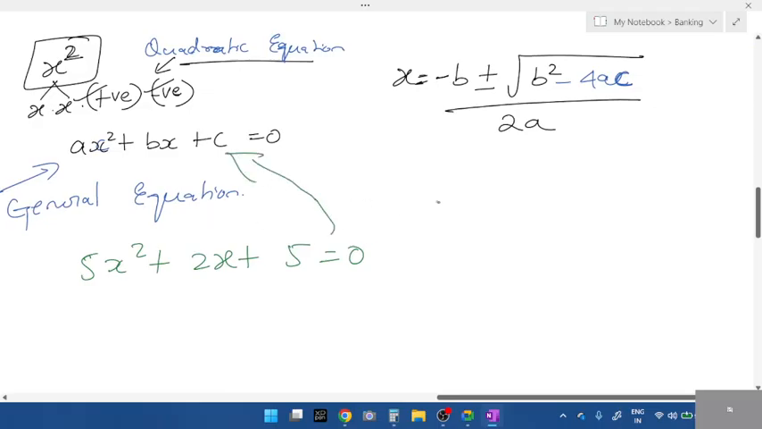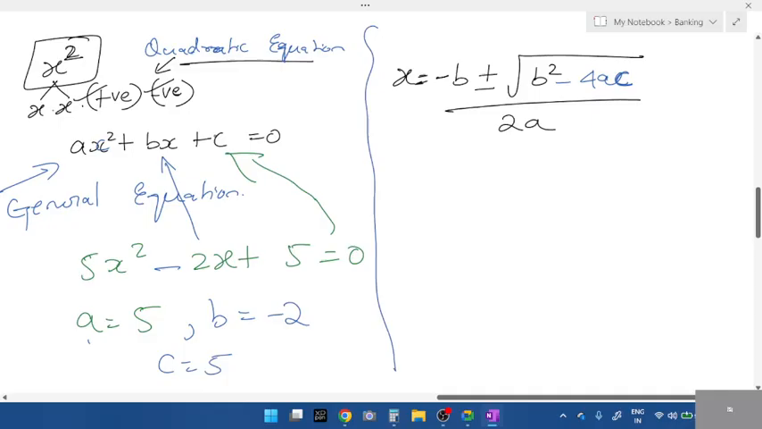Tell me the value of A, B, and C. What is A value? A is 5. Along with the sign, you'll have to tell me. Tell me what is B. Can you see B? What is B value? Minus 2. And what is C, students? What is C? 5. This is how you have to solve the question.